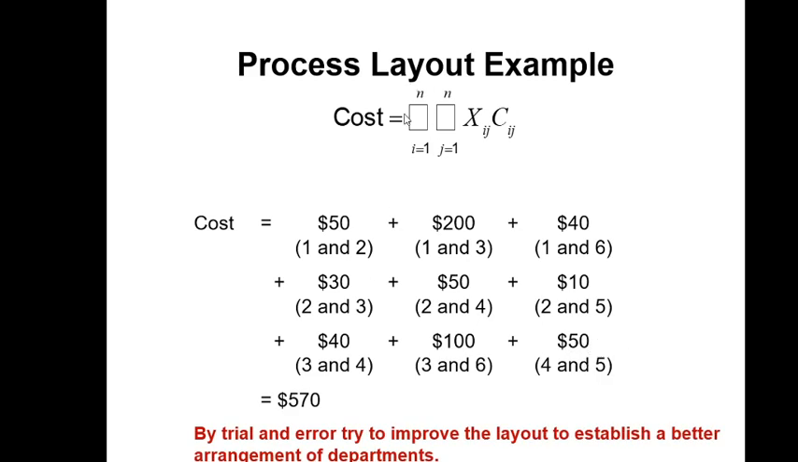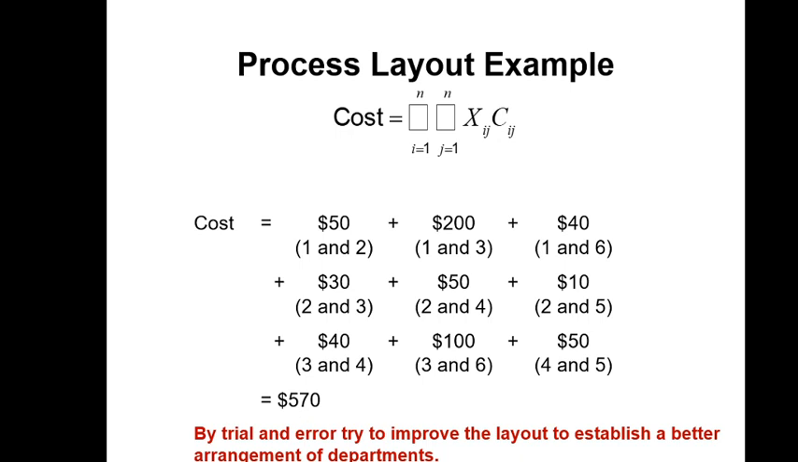Now we take the sum of all of it. Then our total cost with this arrangement, with this layout, will be $570. This is the total cost.